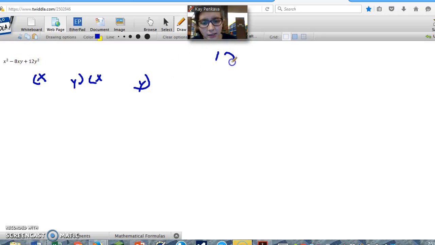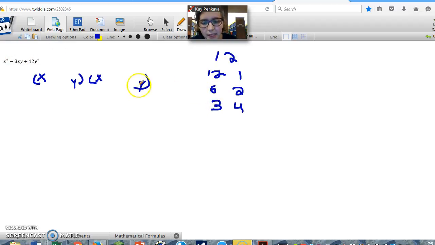So we want to see what terms multiply to make 12. So there's 12 and 1, there's 6 and 2, and there's 3 and 4. And then you also want to know what would add to negative 8xy. Well, the x and y's are already covered because each of the middle terms will have x and y in them. So we want to see what adds up to negative 8.